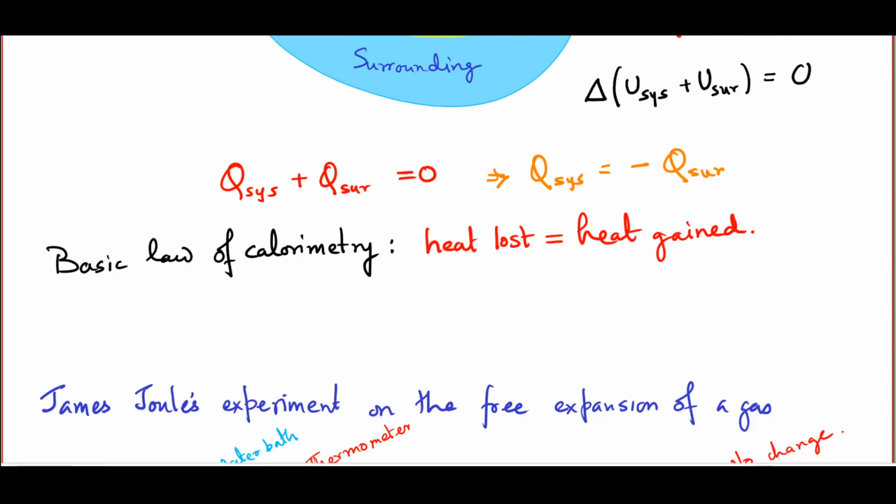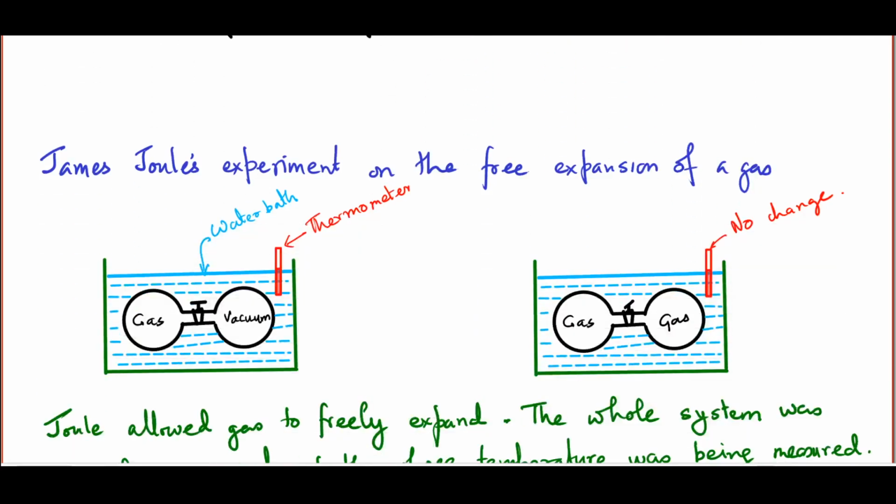Now, here we are going to describe a particular experiment which Joule carried out. This was his experiment on the free expansion of a gas. So here you have a gas in a particular system, in a flask. And this flask is connected to another flask which has been evacuated, but the two are connected through a stopcock which is right now switched off. So you have gas on this side, vacuum on the other.